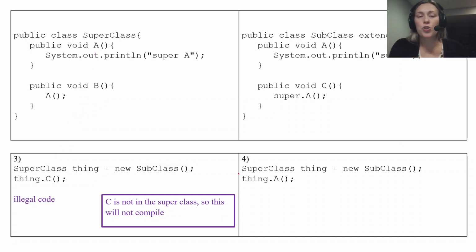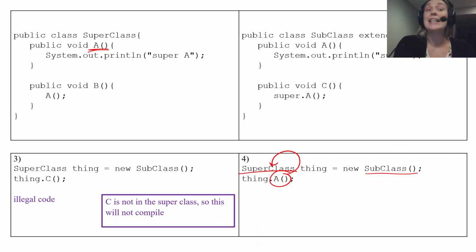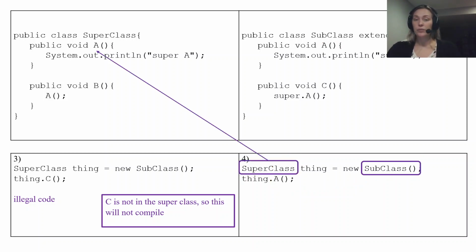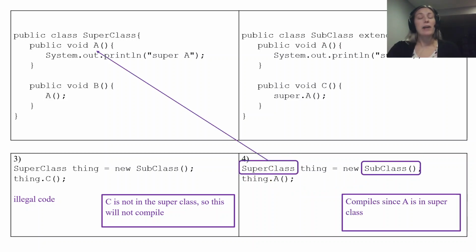Okay. Super equals new sub. That's legal. Second step: is A in my super? It is. Woo! A is in super, so it compiles. Step 3, rerun it. Okay? We run by checking the subclass for an A method first. Compiles since A is in super.